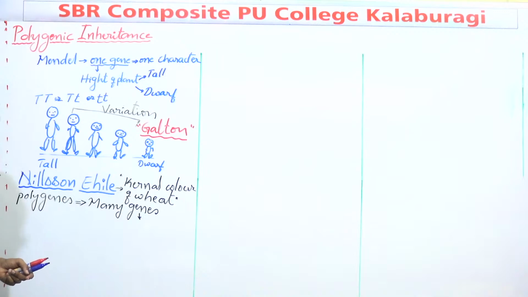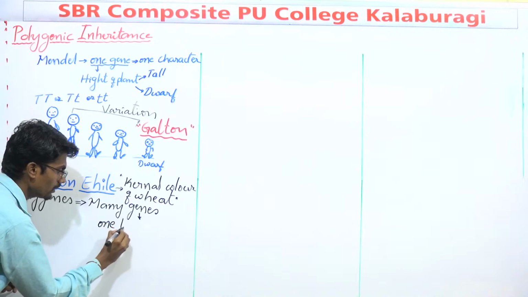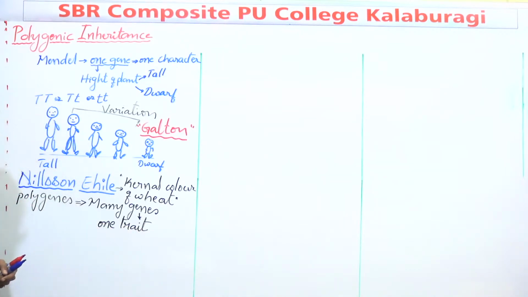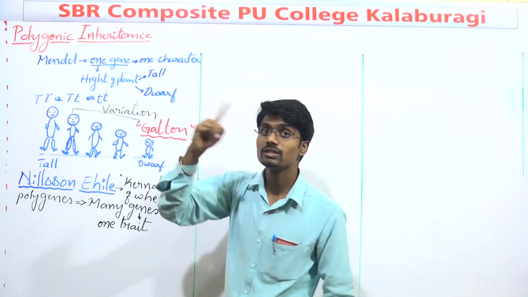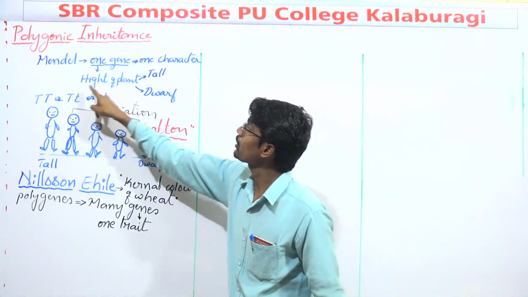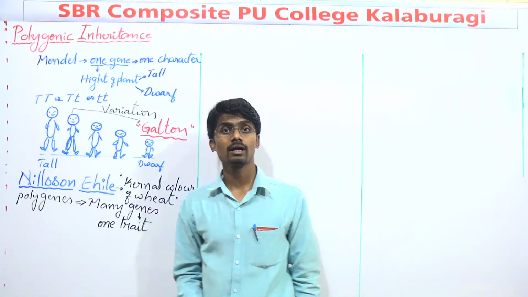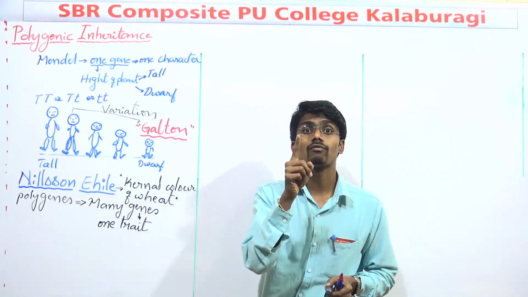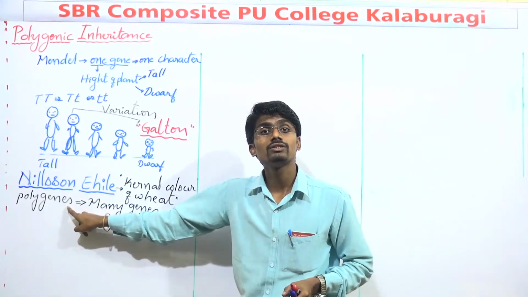Responsible for only one character. Only one trait or one character. Those are known as polygenes. But as per Mendel, only one gene is responsible for one character. But in polygenes, what happens? Many genes are responsible for one character. Such genes are known as polygenes.